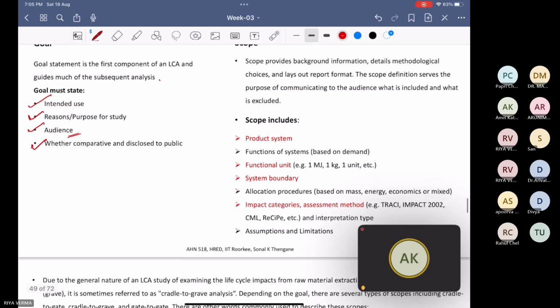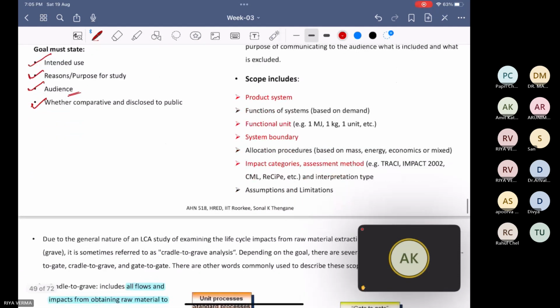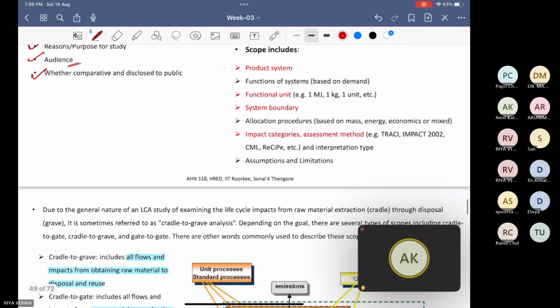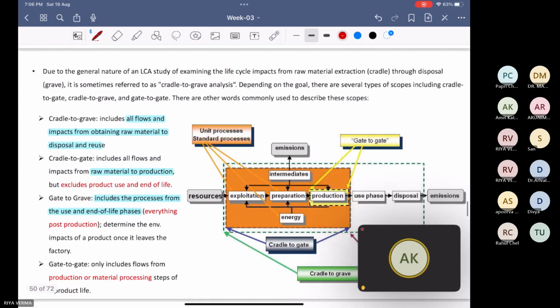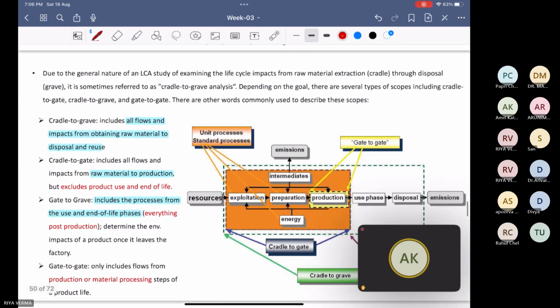Then we have scope. What is in the scope? Product system, functions of the system based on the demand, the functional units, system boundary conditions, then allocation procedures, then impact categories or assessment methods. These are the different methods, the assumptions and limitations. Okay, so to define the scope, these are the different types in which we do LCA.